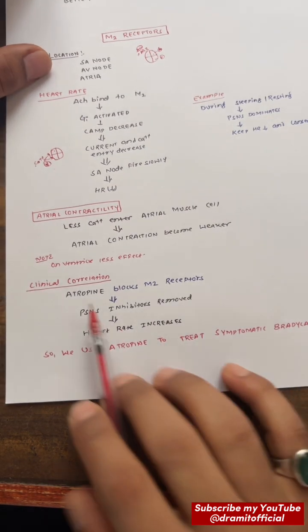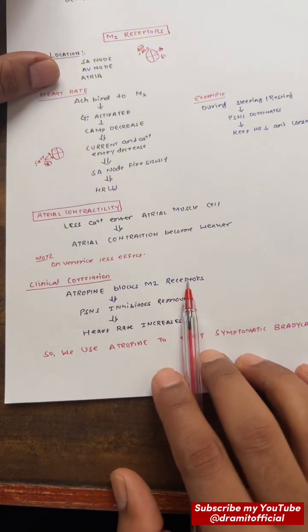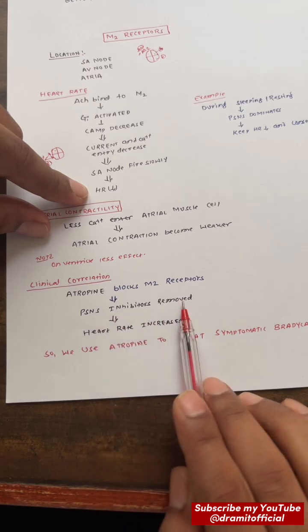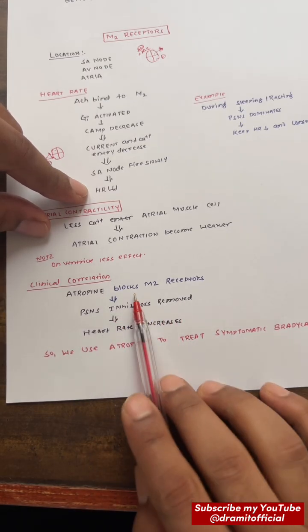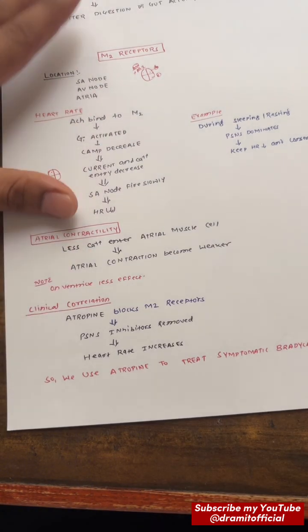Atropine is a drug which blocks the M2 receptor. When the M2 receptor is blocked, there will be no more decreased heart rate. The parasympathetic effect will be removed and the heart rate increases. That's why we use atropine, an M2 receptor blocker, in case of symptomatic bradycardia. So this is about the M2 receptor.